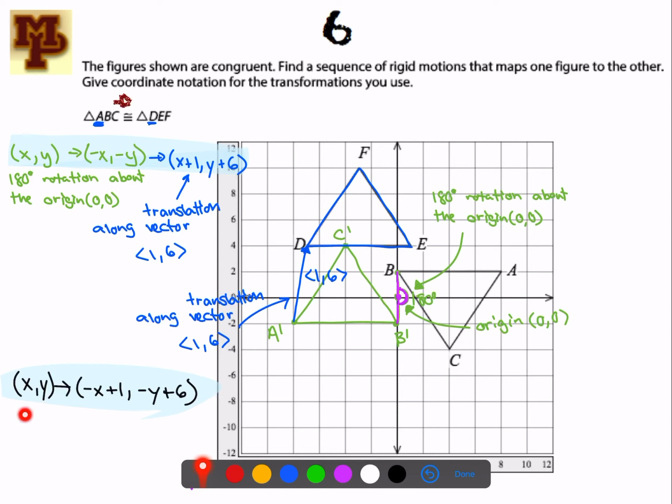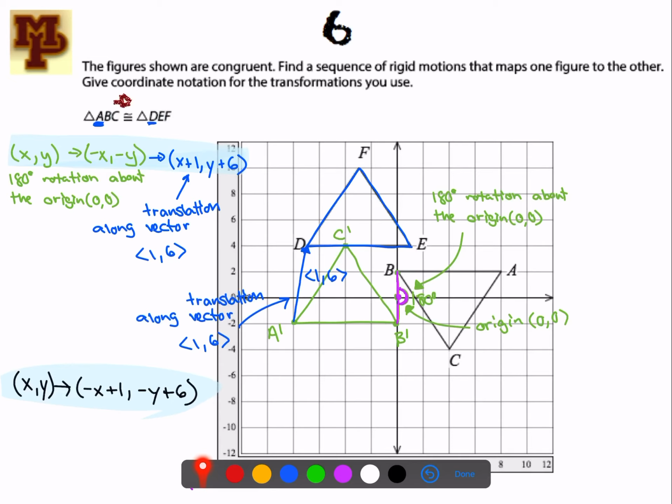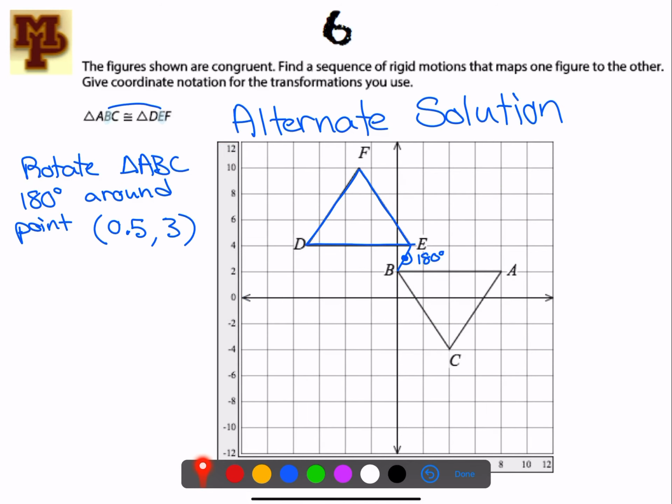We only got a couple more. Next up, number 7. Oh, here's an alternate solution. So if I wanted to do it in one single transformation, I could have rotated 180 degrees about this point here, which is the point 1/2, 3. So if I rotate around the point 1/2, 3, 180 degrees, point B will map onto point E, which is what we want.